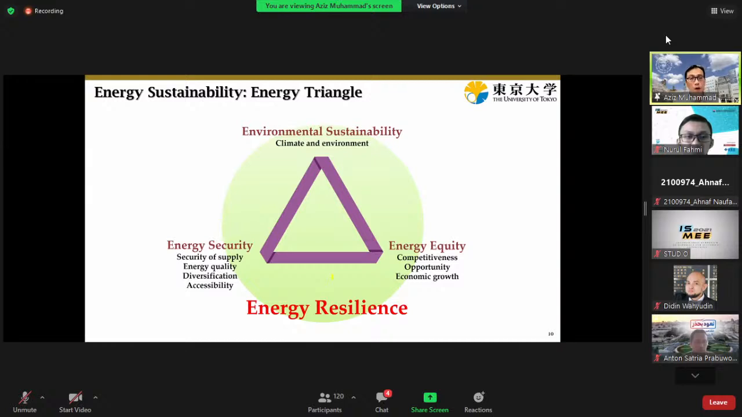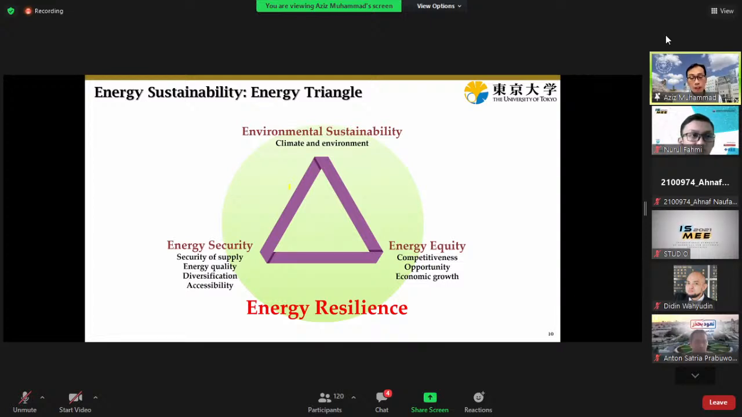Okay, focusing on the energy, I think about the main pillars in the energy systems. We are dealing with minimally three pillars that are very important in energy systems: energy security, energy equity, and finally environmental sustainability.